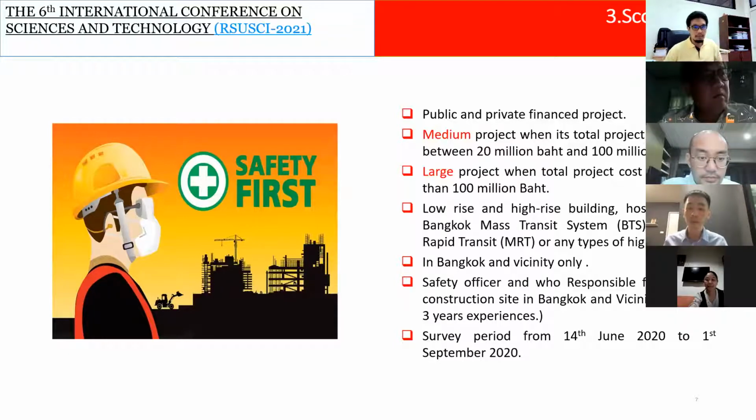It will focus on the safety officer, who is responsible for safety on the construction site, and who has at least 3 years of experience on a construction site. The survey period is from 14 June 2020 up to 1 September 2020.